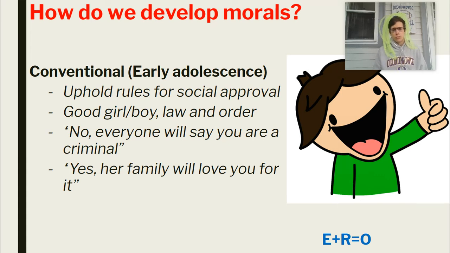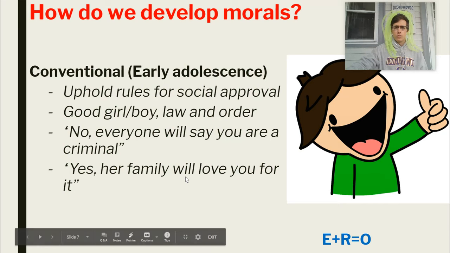So, for example, someone might look at the Heinz dilemma and say, no, he shouldn't have done that, because now everyone's going to see him as a criminal, and he's going to have this negative perception associated with him. Someone in the conventional level could also say, yes, he should have done that, because now her family will love him for it. And then obviously you can probably think of times too when you were in a conventional moral development stage and you were making decisions about what's right or wrong based on peer pressure. And maybe you did something that you didn't believe was right, but you did it because of wanting social approval.